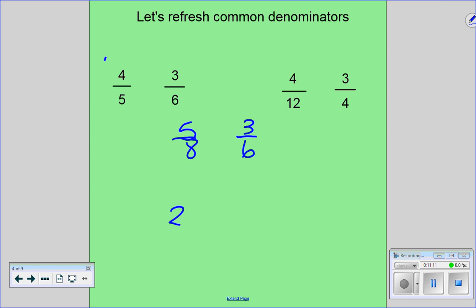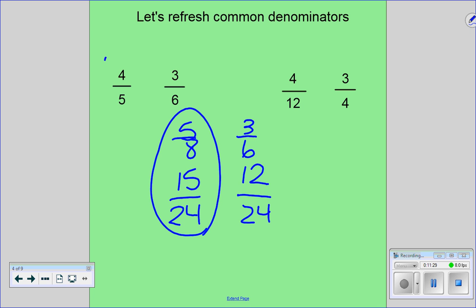Okay. So 24, 24. 8 times what gives me 24? 3. So 5 times 3 is 15. 6 times 4 is 24. So 3 times 4 is 12. So which one is the greater? 5/8, or 15 out of 24. Is that what you got? Good. Good job. Any questions on how to make a common denominator?